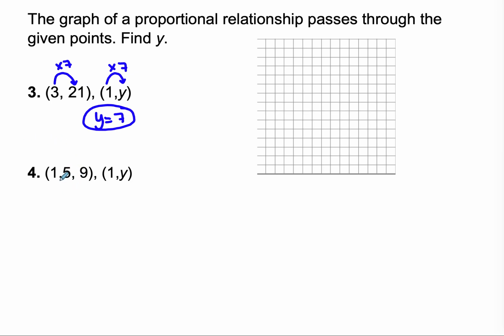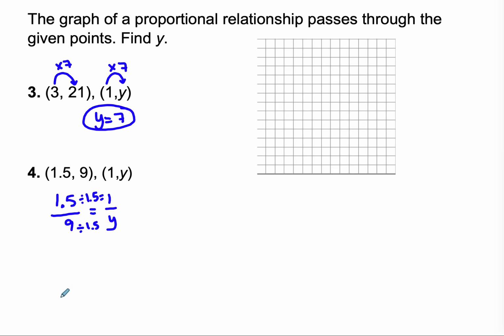All right, let's take a look at this next one. 1.5 to 9 and 1 and y. This one's a little trickier because I've got that 1.5 here that I have to deal with. So this time I'm going to set up a proportion. 1.5 to 9 and then 1 over y. To get from 1.5 to 1, I'm going to divide by 1.5. Anything divided by itself equals 1. So now that means I need to do 9 divided by 1.5.